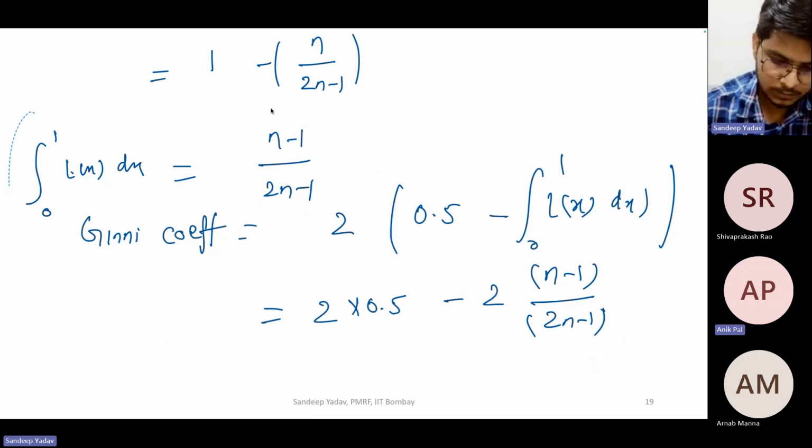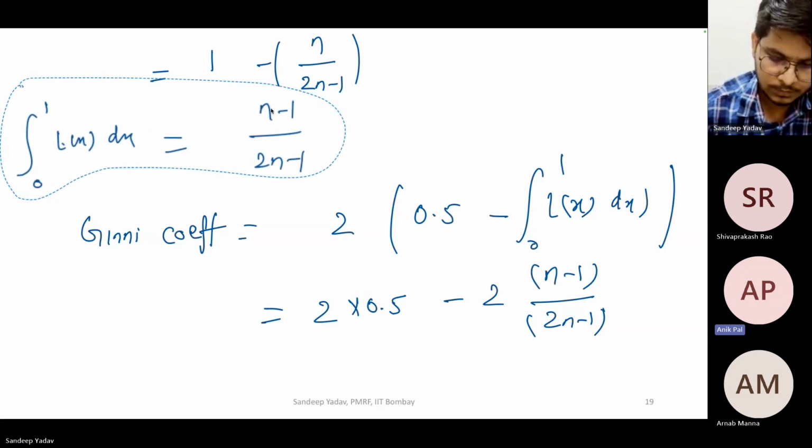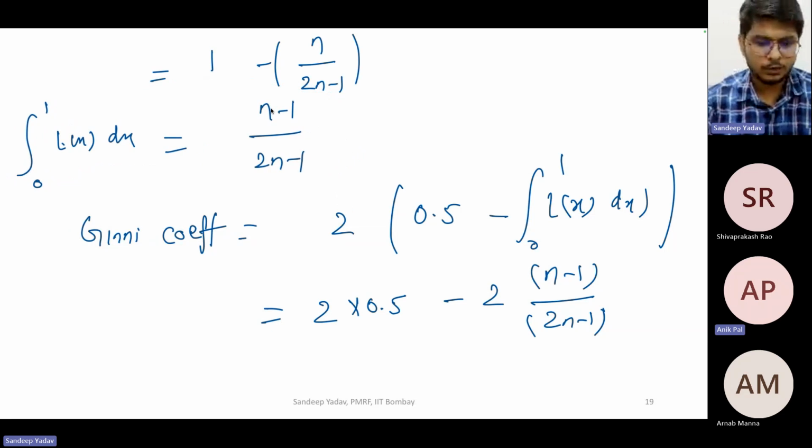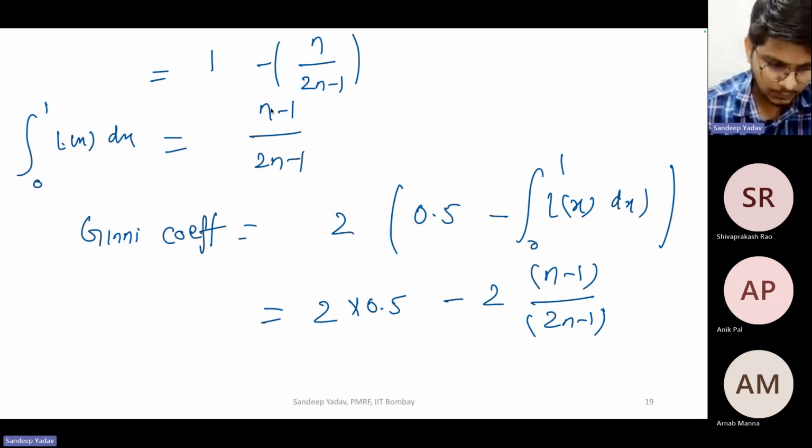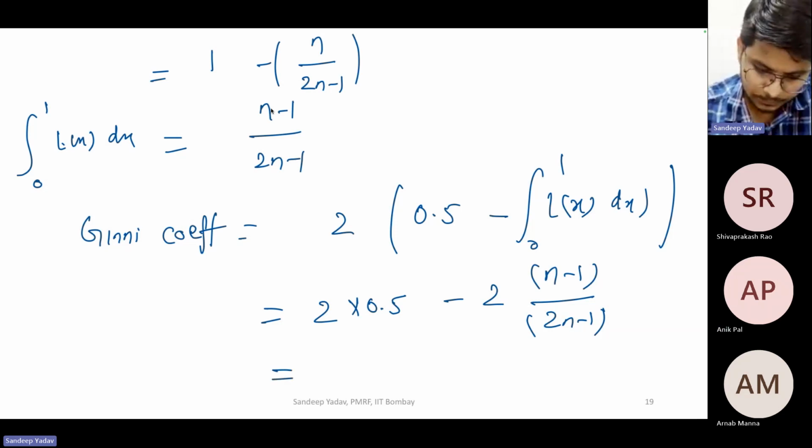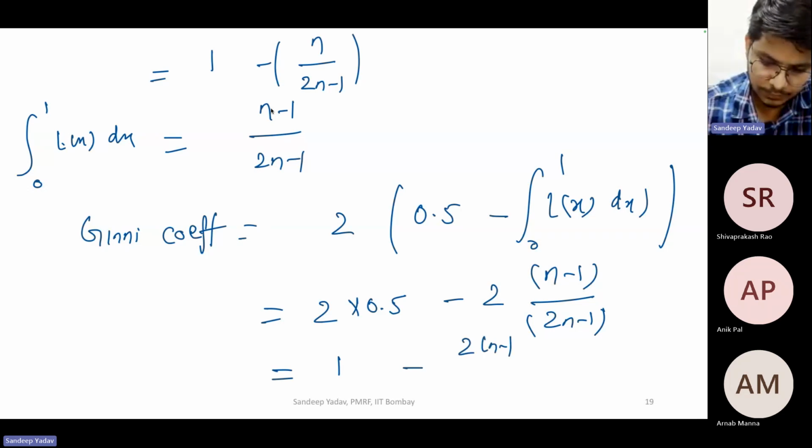So what is this integration from 0 to 1 of L? Is it like a parameter or something like that? Yeah, we already know, as we explained in the graphs. Let me just solve it quickly, then I will explain what it is carrying. So it will be 1 minus (2n minus 1) upon (2n minus 1).